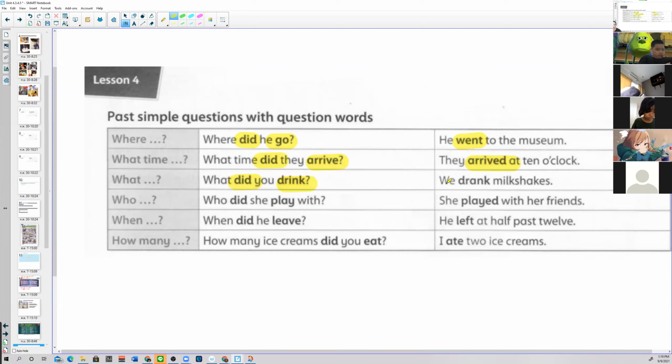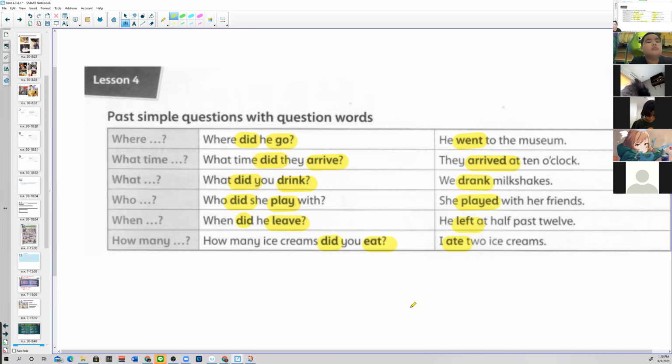What did you drink? We drank milkshakes. Who did she play with? She played with her friends. When did he leave? He left at 12:30. How many ice creams did you eat? I ate 2 ice creams, and so on.